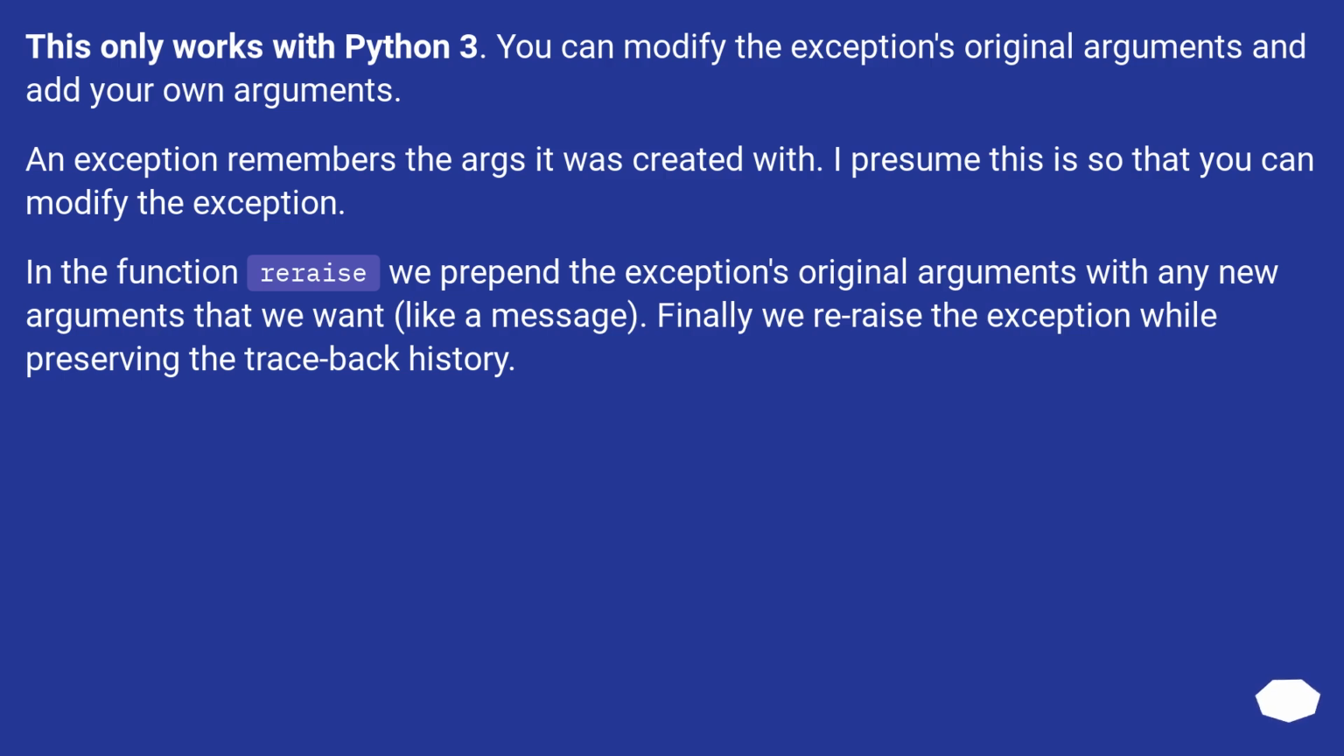You can modify the exception's original arguments and add your own arguments. An exception remembers the args it was created with. I presume this is so that you can modify the exception. In the function re-raise, we prepend the exception's original arguments with any new arguments that we want, like a message. Finally, we re-raise the exception while preserving the traceback history.